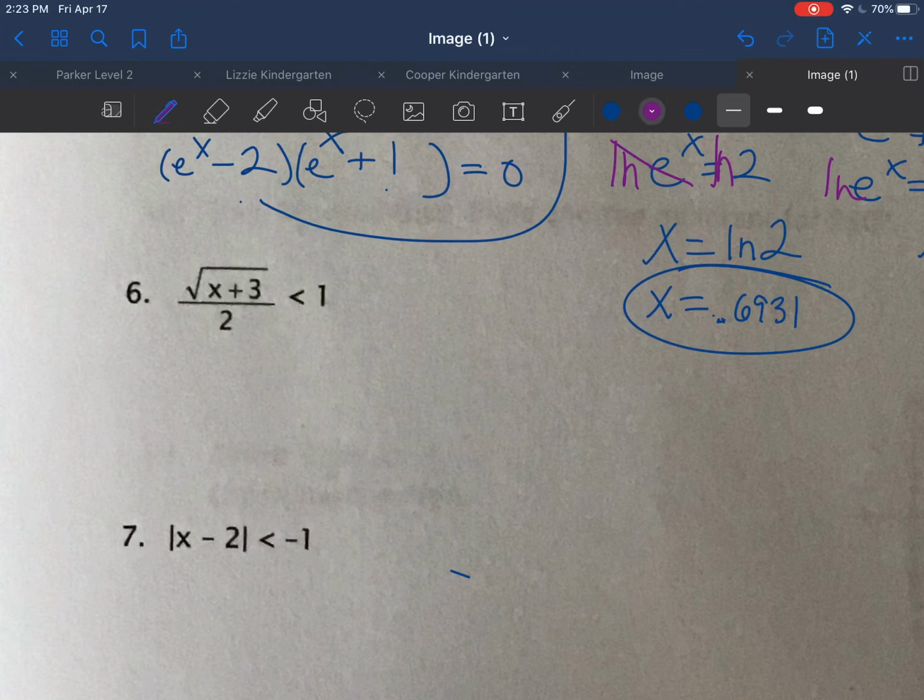Okay, number 6, solving to get x by itself. We want to get rid of the 2 on the bottom. We're trying to isolate x. Just be mindful of your inequality sign there. So if we multiply by 2, we get the square root of x plus 3 less than 2.